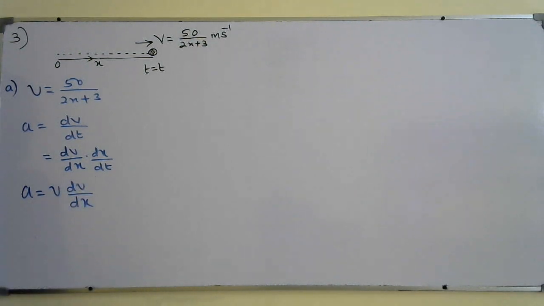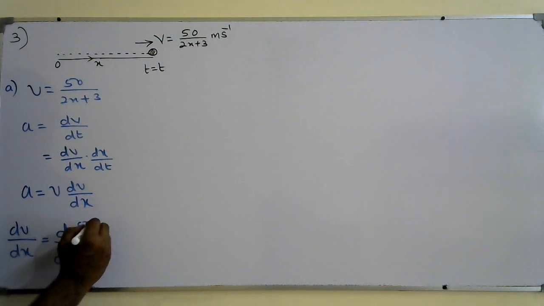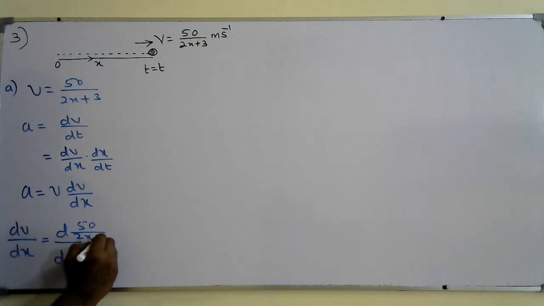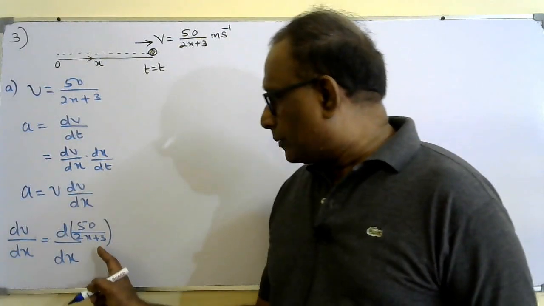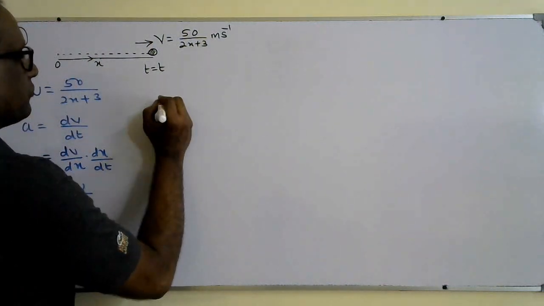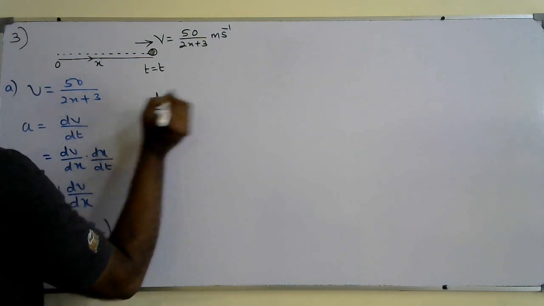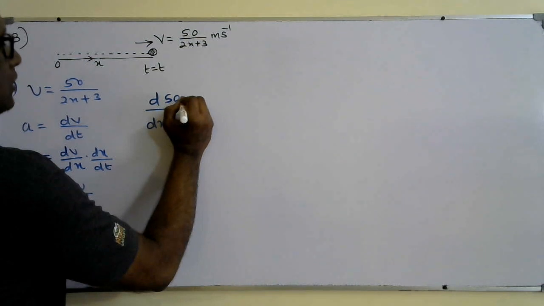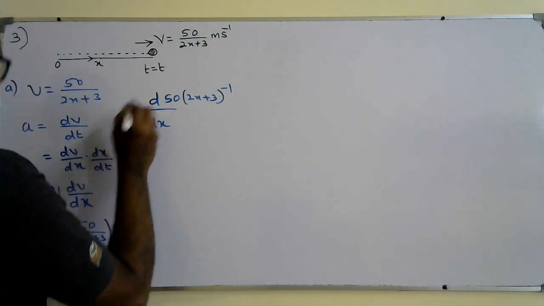Okay, we'll find the dv over dx first. Then v we know is 50 over 2x plus 3. So we'll differentiate this with respect to x. So dv over dx is equal to d over dx of 50 over 2x plus 3. You know how to differentiate, very simple. It is 2x plus 3 to the power minus 1. We can take the 50 out, or I'll keep it all, just 50 into 2x plus 3 to the power minus 1. 50 is a constant. So that is dv over dx.